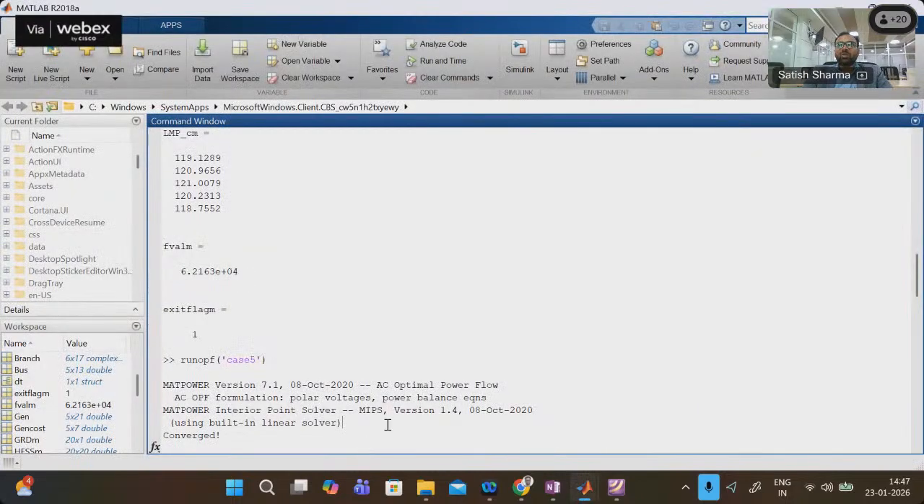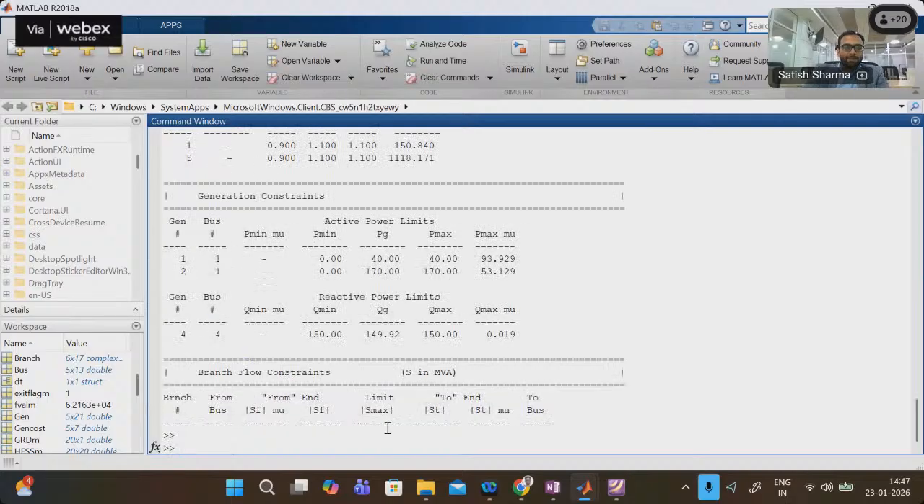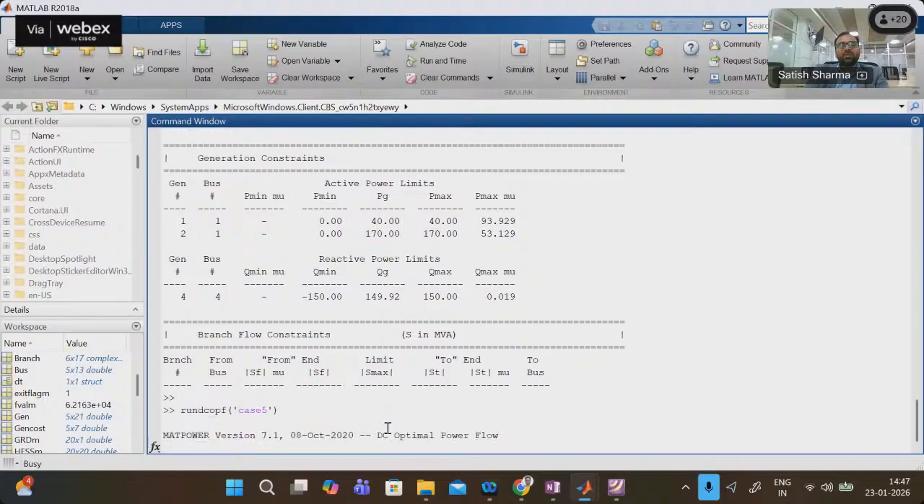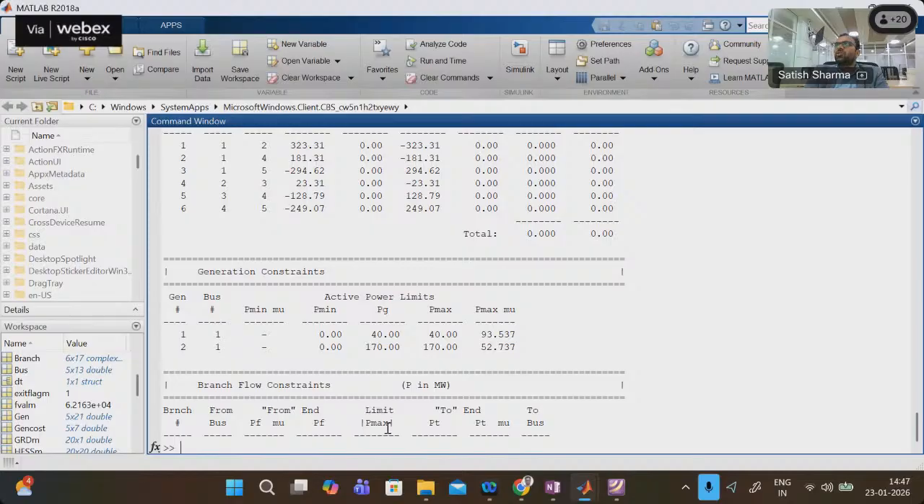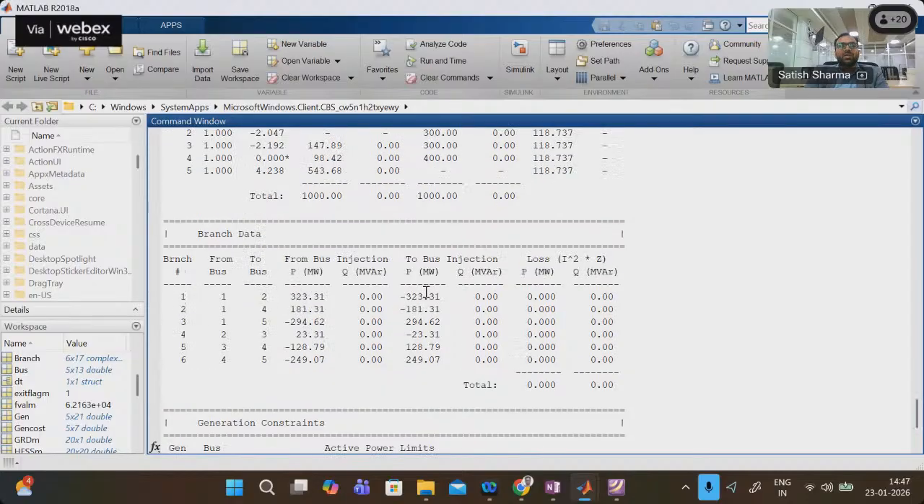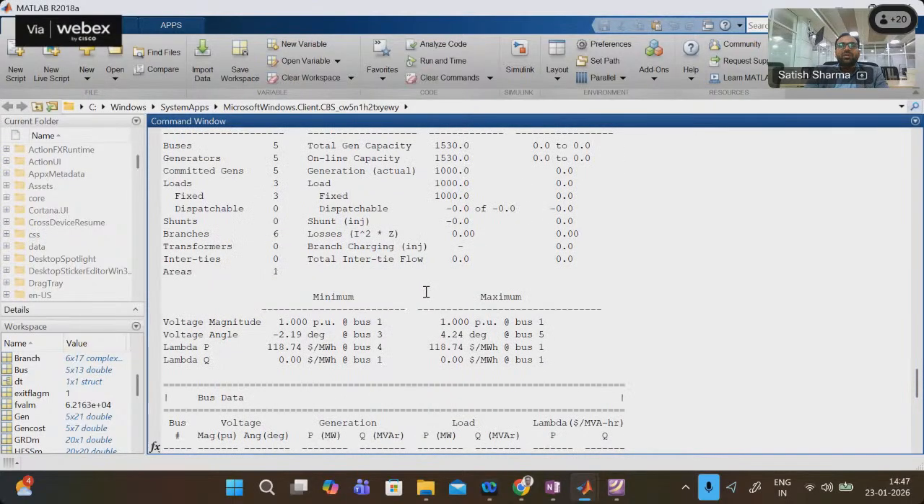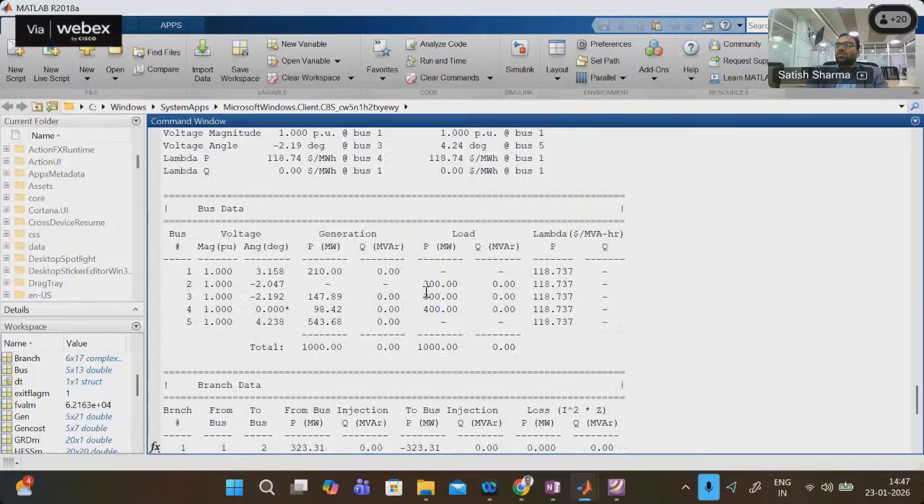Once it is added, I can perform multiple operational things. Let me write it here. Let's say run DC OPF, and if I have this case 5, I can type it in, and it will run DC OPF for me. So whatever DC OPF code we have written, we can verify whether we are getting the same results or not, and this is how we can verify.